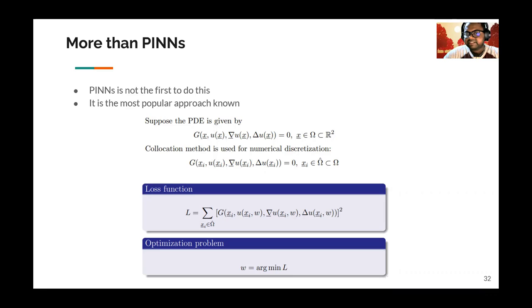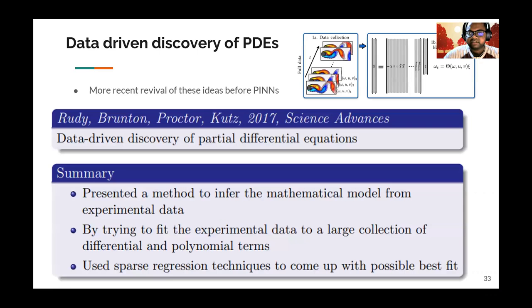However, there are other methods which also came up after, or even before, physics-informed neural networks came in 2019. Data-driven discovery of PDEs was another work, published in Science Advances, where given a partial amount of data, you discover partial differential equations in mathematical form by fitting experimental data using a lot of differential and polynomial terms.